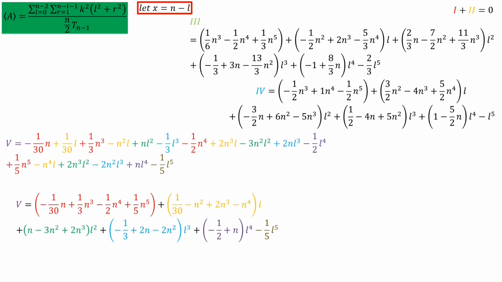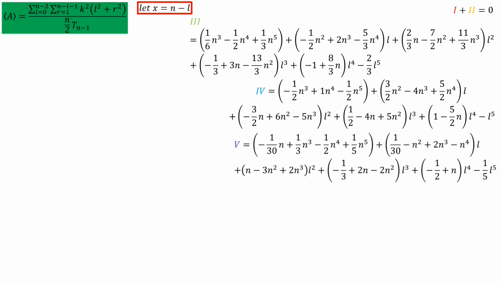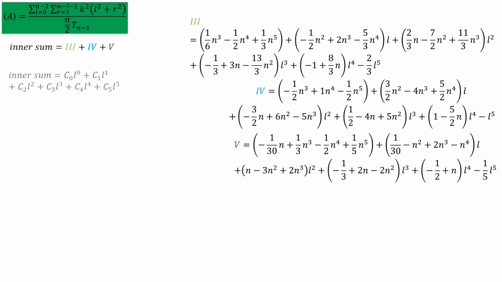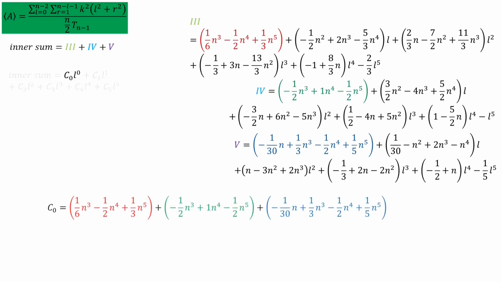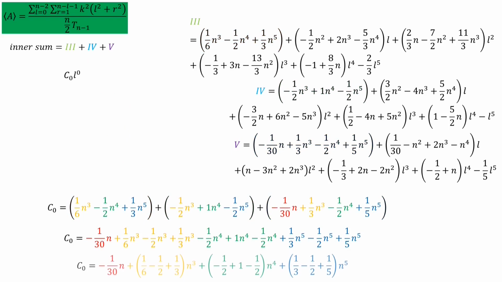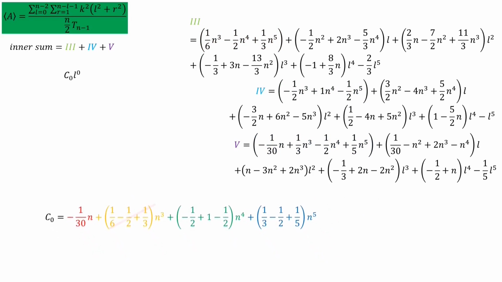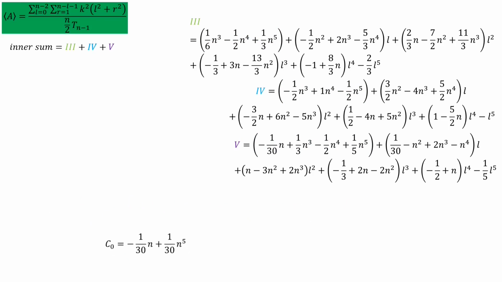Amazing. Now we have all surviving inner sum blocks as polynomials in L. We want the inner sum to be a single polynomial in L. So we want to identify coefficients. Starting with C0, we identify these terms and regroup in powers of n this time. These two terms go to 0, and we are left with this small coefficient.